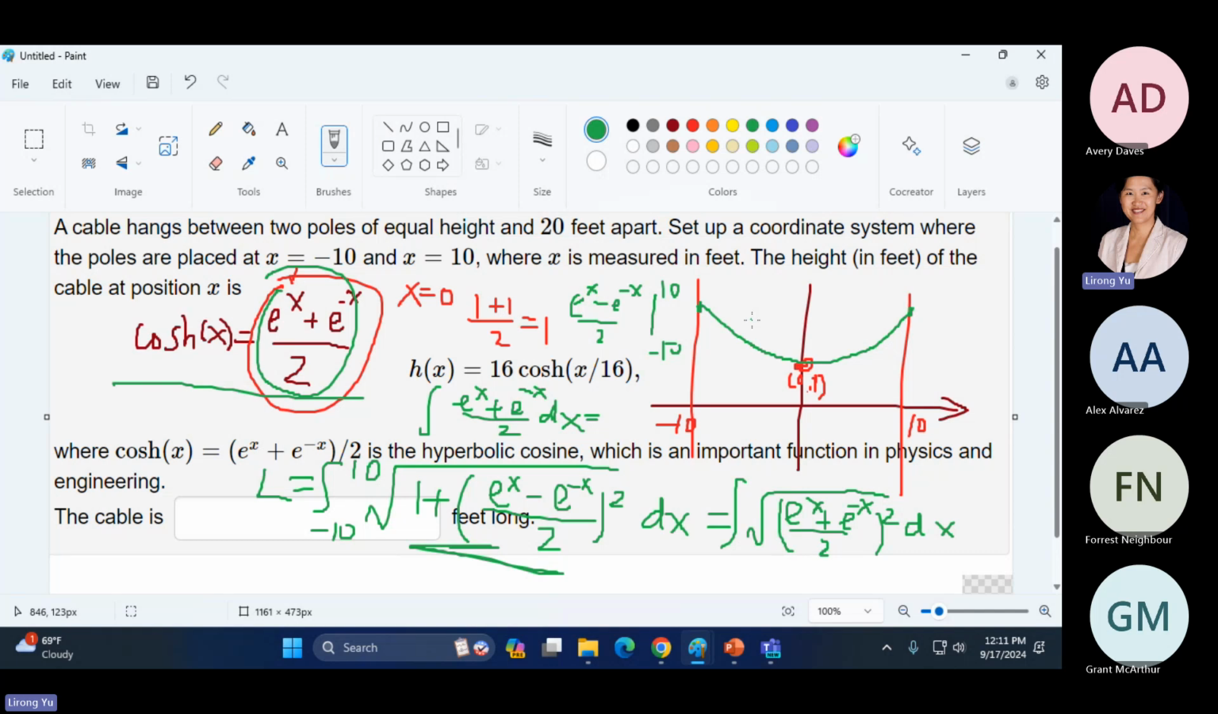Any questions? Yes. But what if the x is divided by 16? Because our h of x is not.